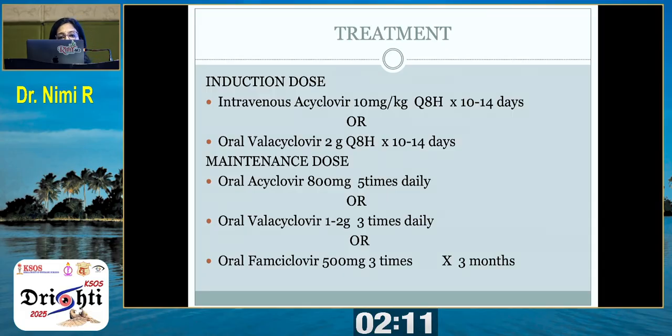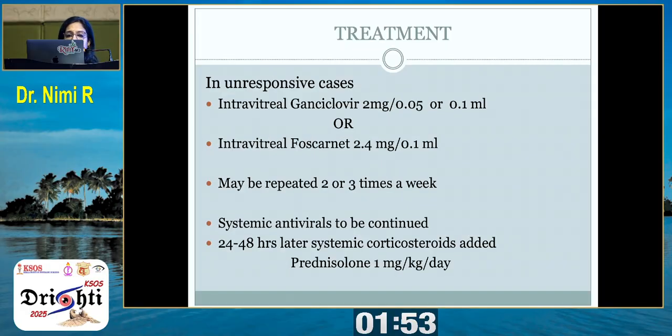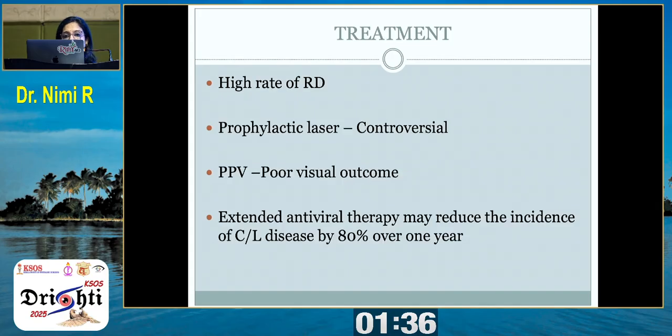Treatment is basically with systemic antivirals, intravenous acyclovir 10 milligram per kilogram thrice daily for 10 to 14 days. You have to give it as an induction dose, followed by a maintenance dose of oral acyclovir 800 milligram 5 times daily for at least 3 months. In unresponsive cases, intravitreal injections like ganciclovir or foscarnet can be given, which have to be repeated 2 to 3 times a week, and systemic antivirals to be continued along with the intravitreal, and after 24 to 48 hours you can start them on corticosteroids.